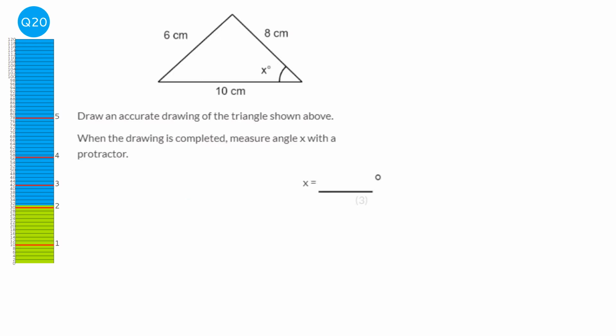You will need to use a paper and pencil to do this physically. You can't really do this on the computer. And make sure you have a ruler and a compass. So the first thing we're going to do is draw our 10 centimetre line.